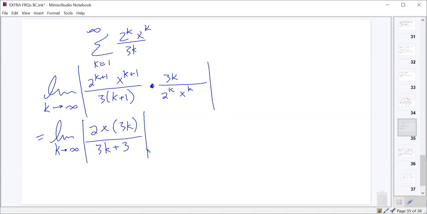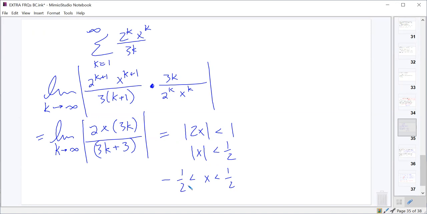And the limit as k approaches infinity of that, well, the degree of the k's is the same. So 3k over 3k plus 3 just cancels out to be 1. And this gives us a limit of the absolute value of 2x. Everybody good with that? Based on the ratio test, we set that less than 1 to get that the absolute value of x is less than a half, or that the base interval of convergence for this is between -1/2 and +1/2.